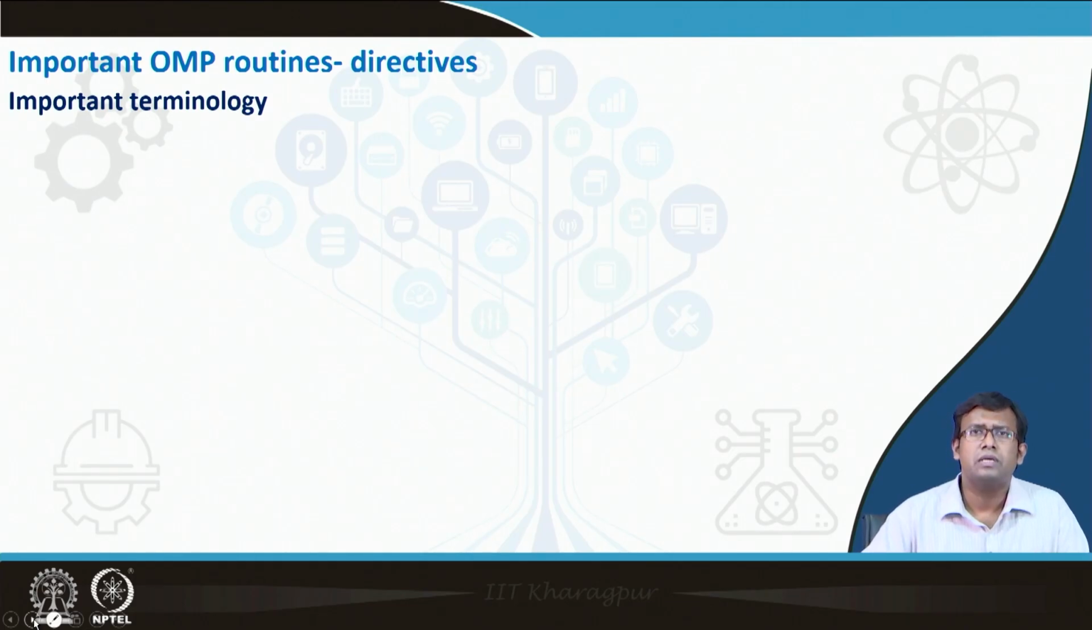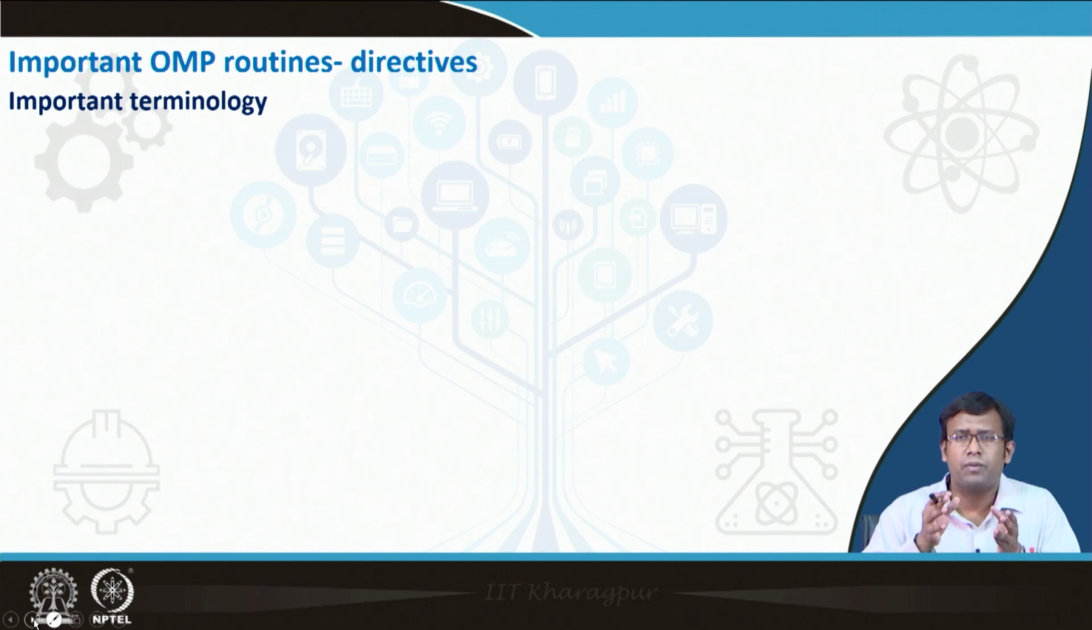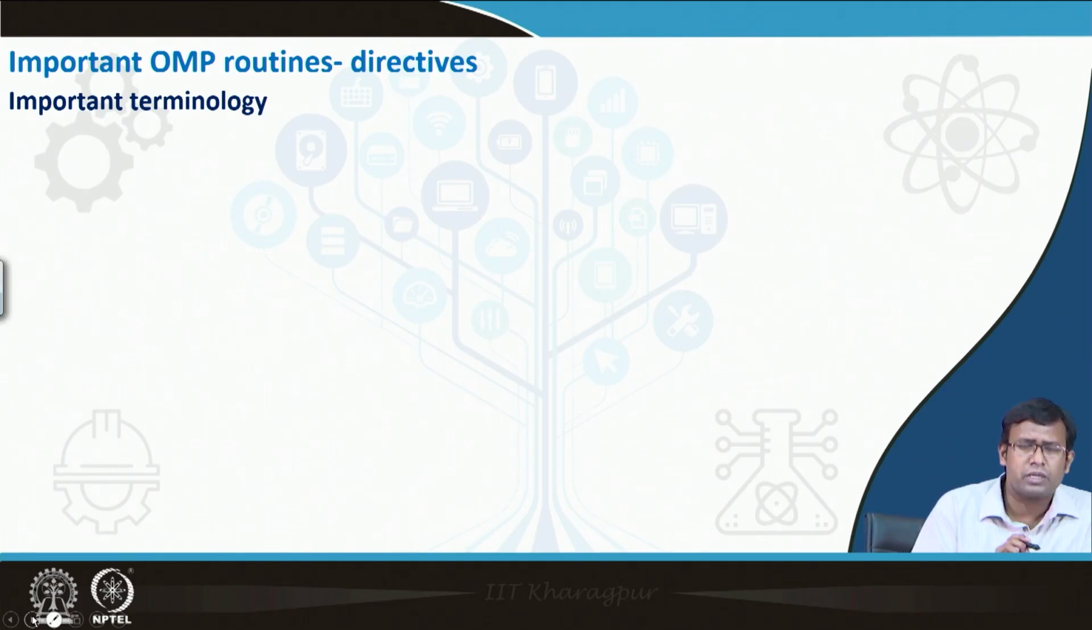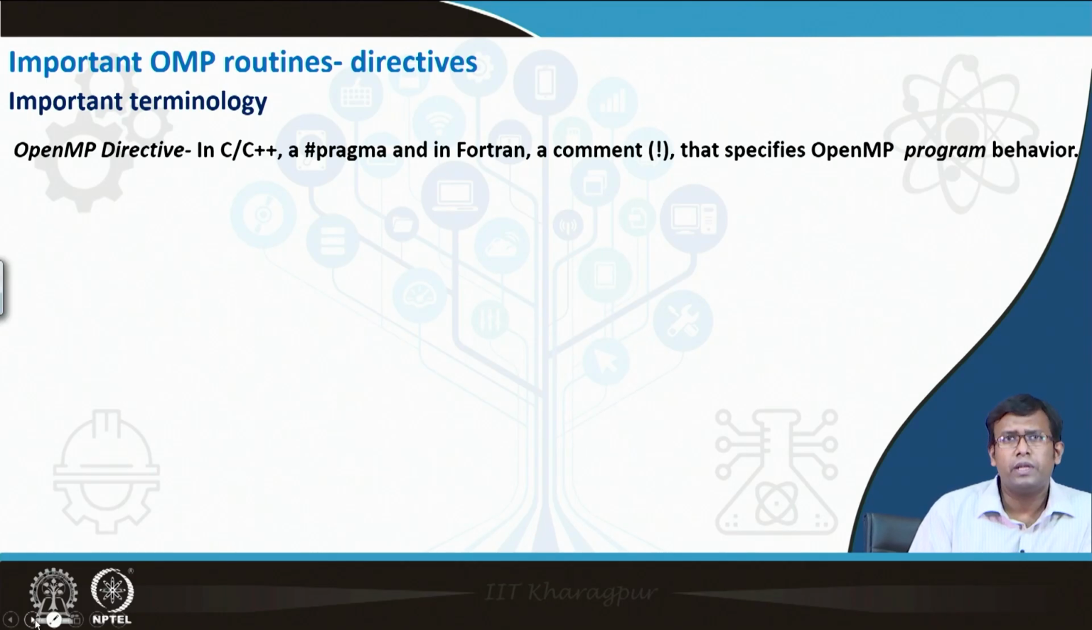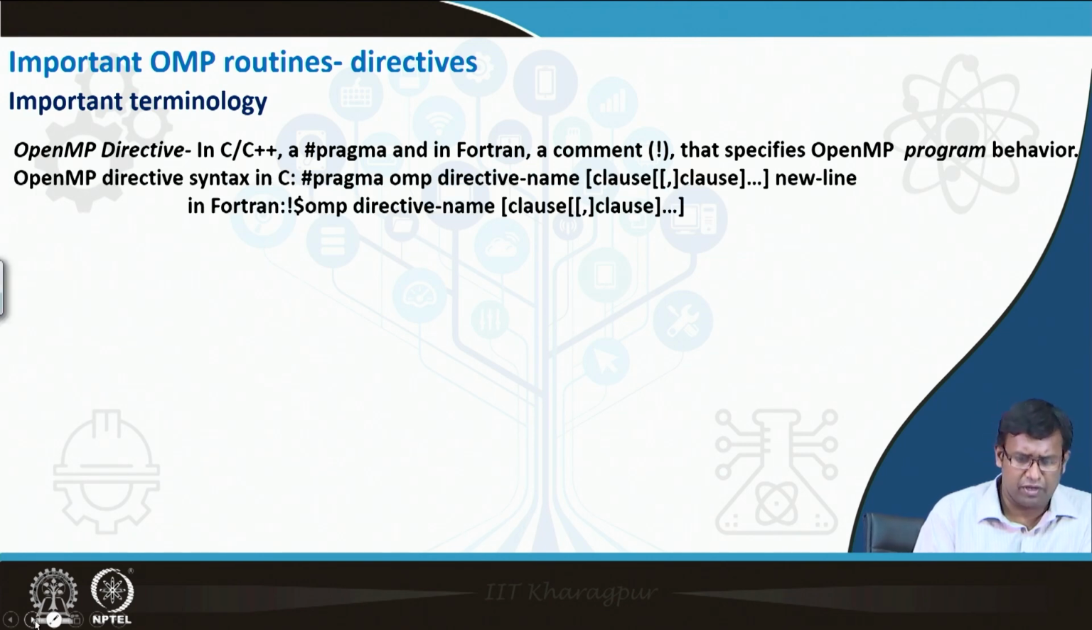Apart from the environment routines, important constructs are those which execute the parallel program, which instruct the compiler that this is a parallel part and it should be executed in multiple threads. This is called a directive. Some important terminologies are required here to know what a directive is and what constructs are. These two are very important terminologies. An OMP directive in C, C++ is a statement starting with hash pragma, or in Fortran a statement starting with a comment sentinel, colon dollar. It specifies the OpenMP program behavior.